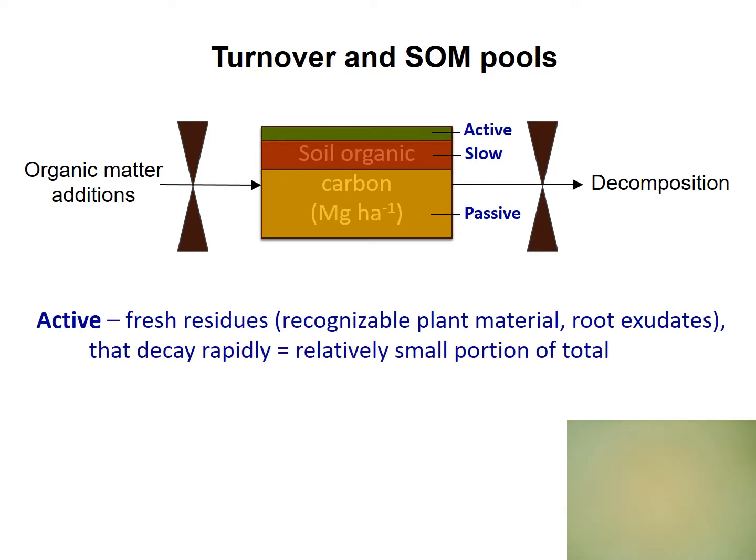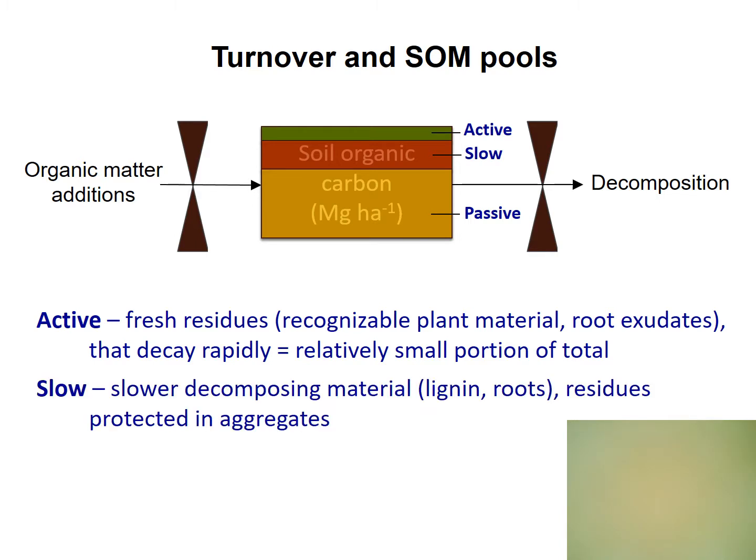So our active pool is usually a pretty small pool, and it's mainly fresh residues. If you were to look under a microscope, they'd be recognizable bits of plants. You'd see plant cells and things like that. They could also be really easily decomposable root exudates. And they decay rapidly, but they're, like I said, a very small portion of the total.